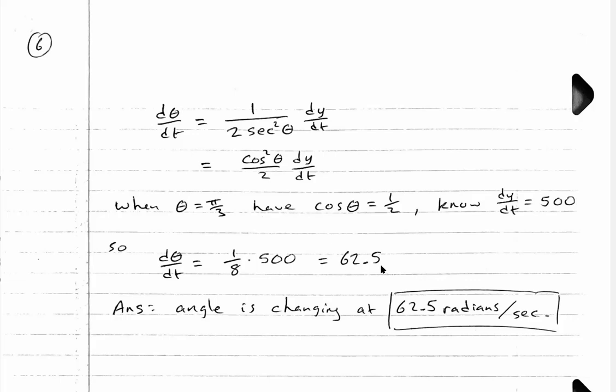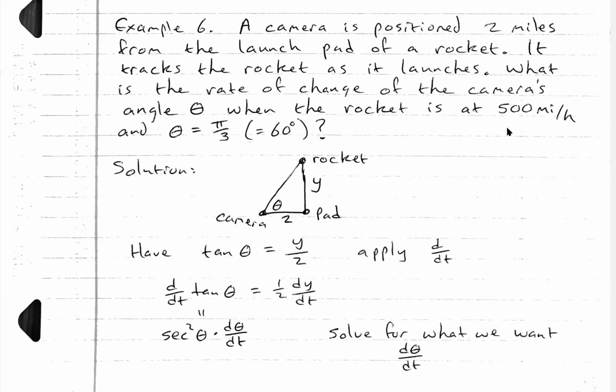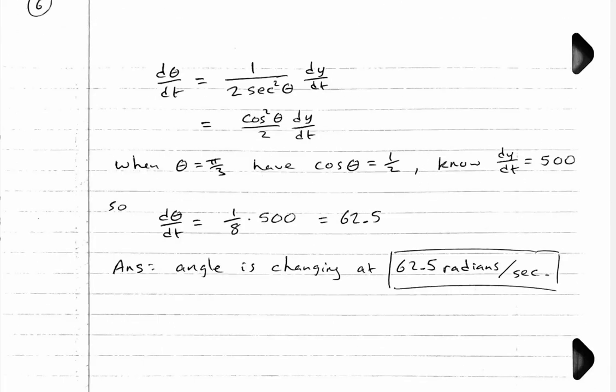So what does this number mean? That's d theta/dt, with theta measured in radians and t measured in hours. So our angle is changing at 62.5 radians per hour. It's important to get the units right. If time is being measured in hours, then that's the bottom unit here.